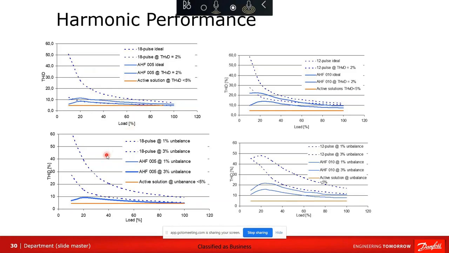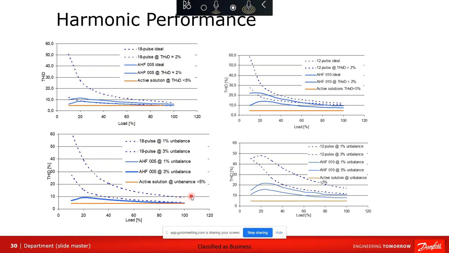Come down here in the bottom left corner, you're talking about phase imbalance. 1% phase imbalance across your line 1, line 2, and line 3, your 3 phases, puts you on this line, which isn't bad, but again, you're 50% until you get some harmonics compliance. If you get 3% phase imbalance, you're almost never in compliance.